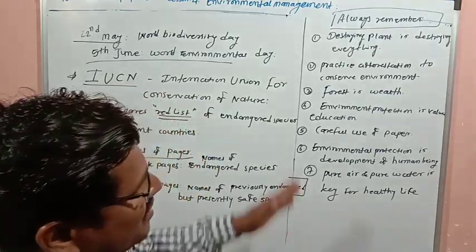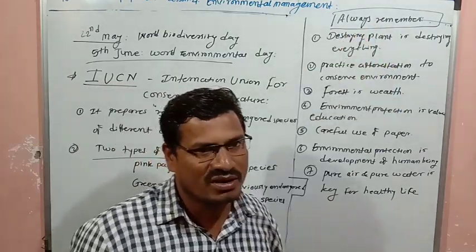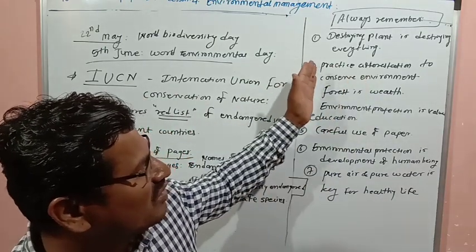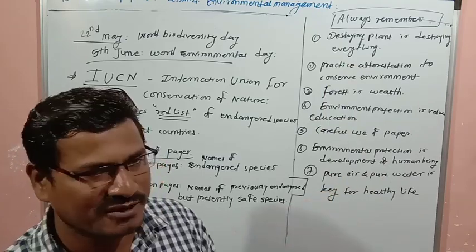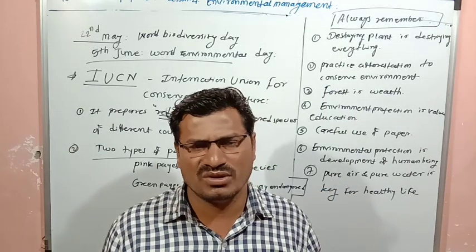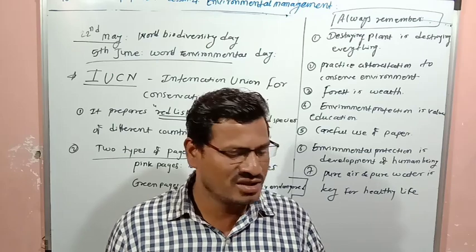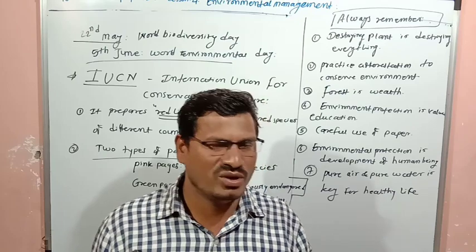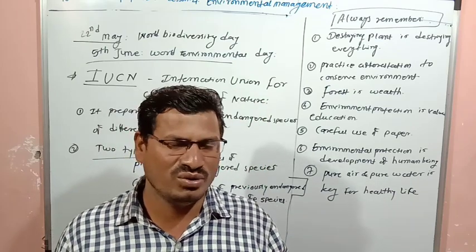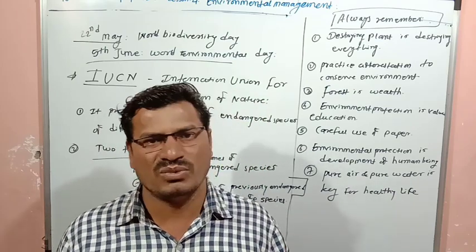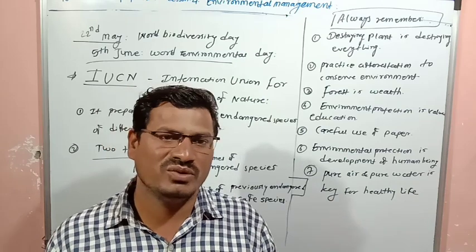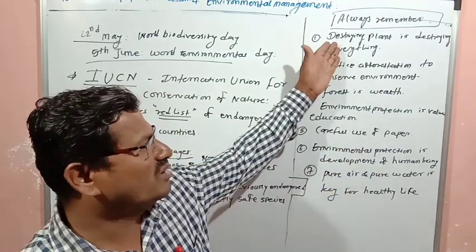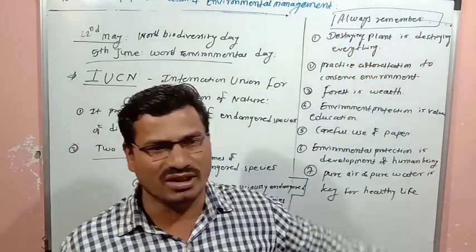The next point is the last point, and that one you should always remember. The first point is that destroying plants is destroying everything. If we destroy the plants, we are destroying everything, because we are getting oxygen, wood, food, flowers, shadow and fruits from the plants. In so many ways plants are useful to us, and if we destroy the plants, we are destroying everything.